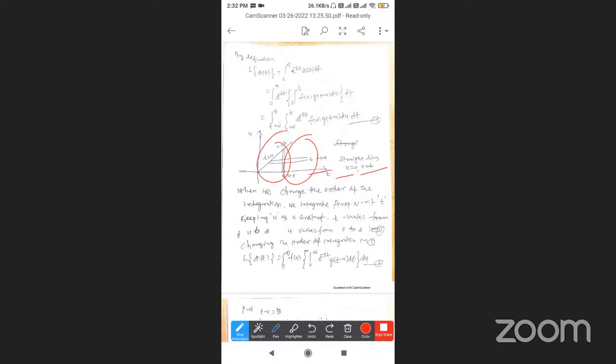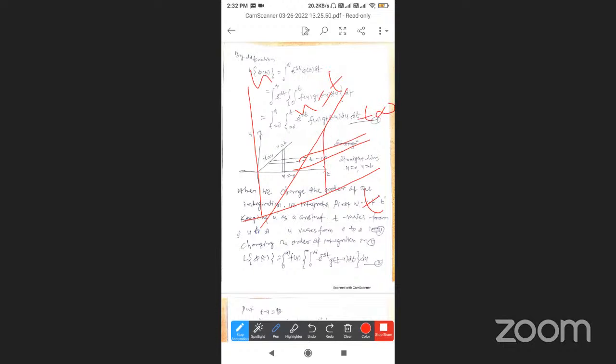In equation 1, t goes from 0 to infinity and u goes from 0 to t. The limits are t equal to u, that is u equal to t, like y equal to x, a line that passes through the origin. So t equals u, and t goes to infinity, while u equals 0. So this is the change of order of integration.